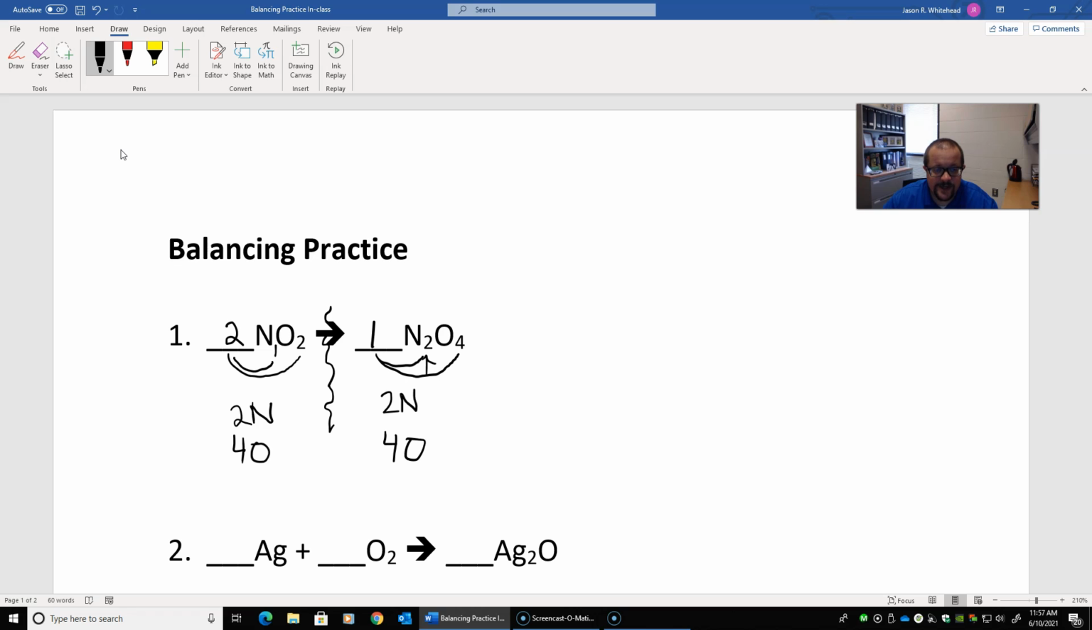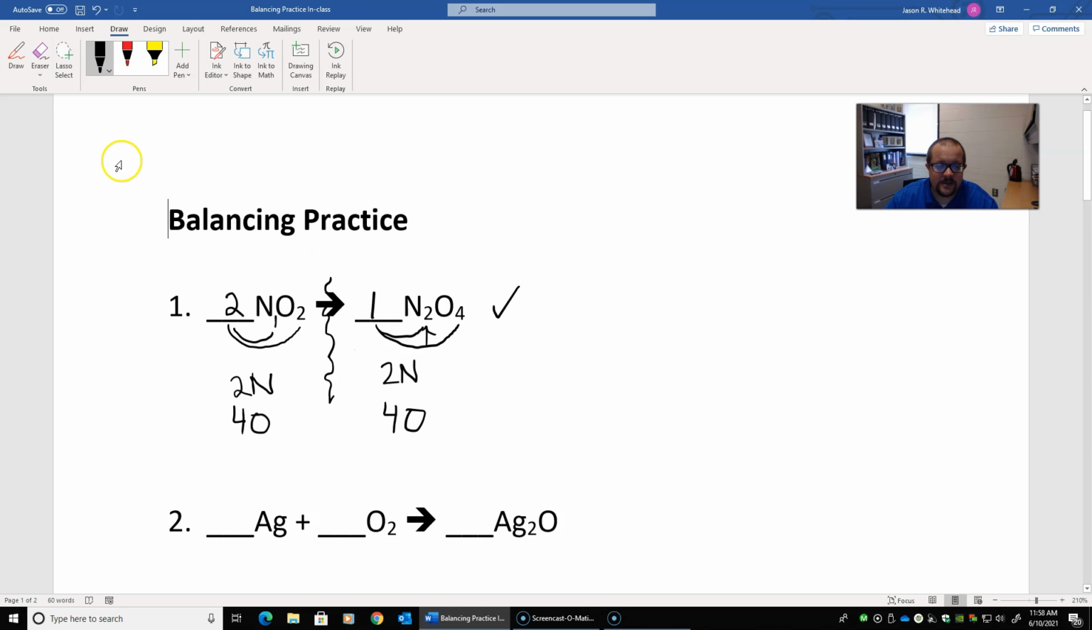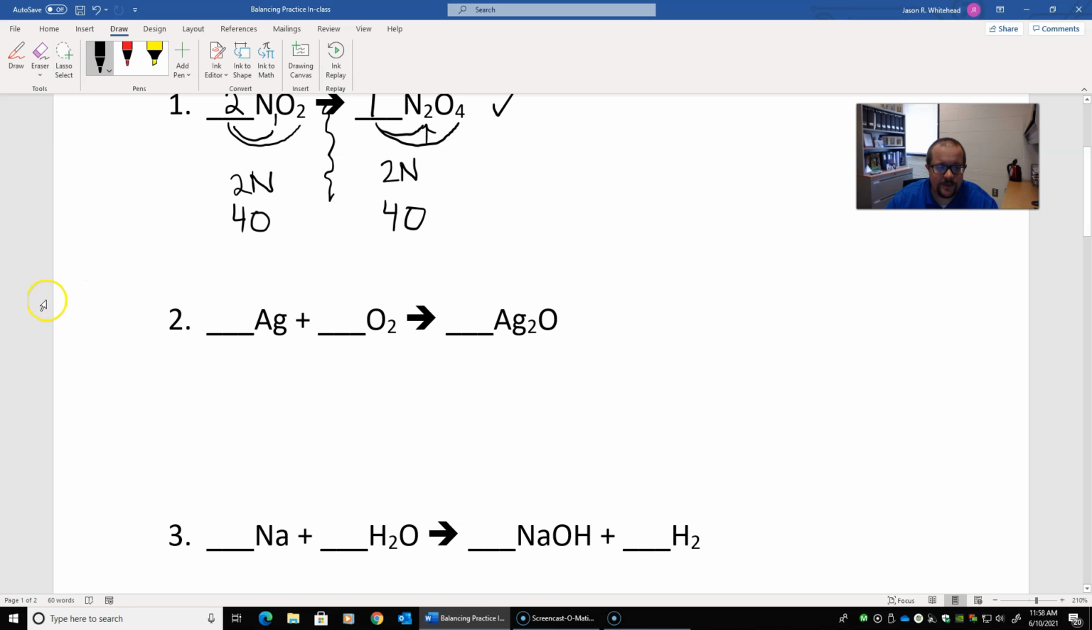So law of conservation of mass, I have the same nitrogens on each side, I have the same oxygens on each side. This is balanced. Let's move on to number 2. So with number 2, when I start out, just as it's written, I have 1 Ag here, I have 2 Ags here. So my silvers are not balanced. If I want to balance it, that 1 tells me I have 2 Ags on the right.